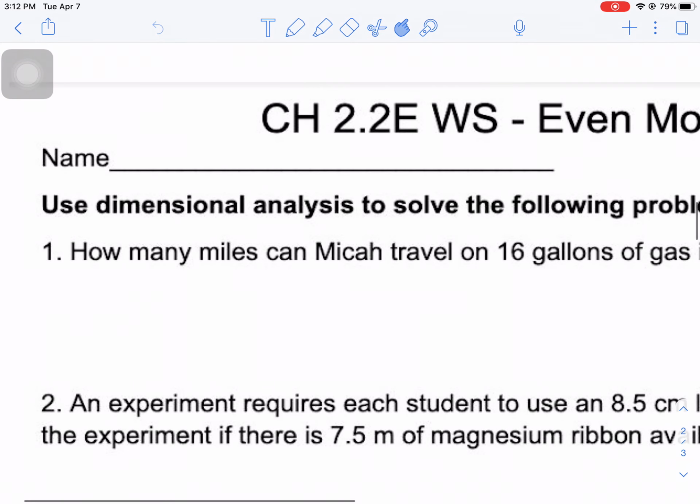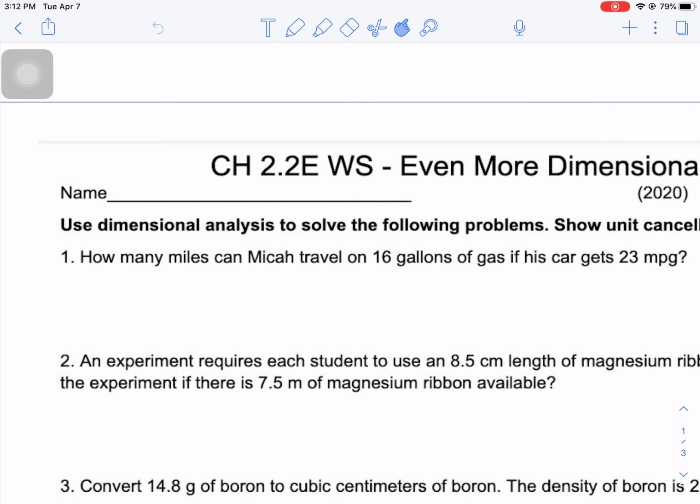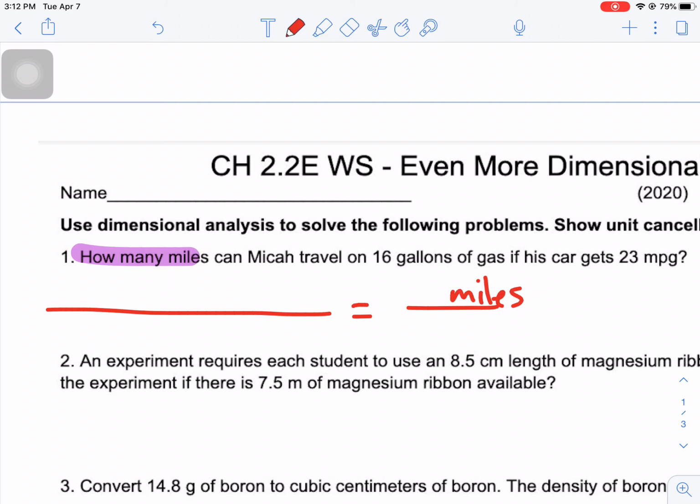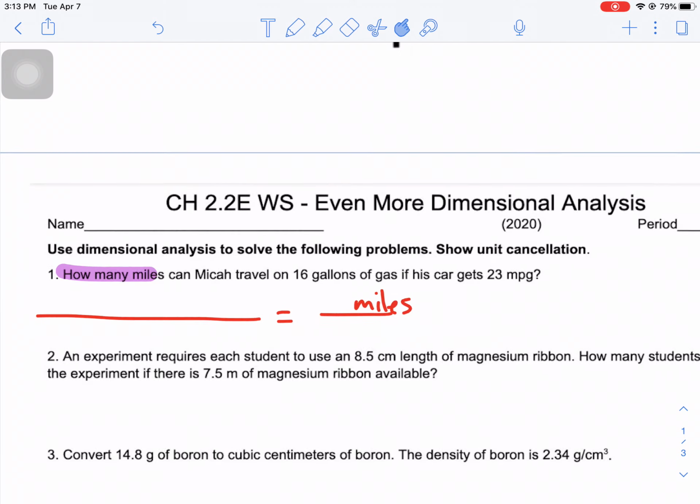So in this case, we want to know how many miles Micah can travel. So what we're going to do is create what I call the monorail. And the question is, how many miles can Micah travel? So miles is what we're solving for. And we know a couple of things. We know that his car has 16 gallons of gas, and we know that it gets 23 mpg.